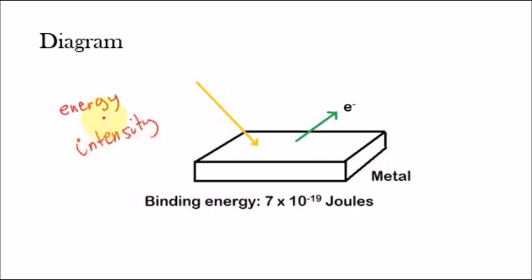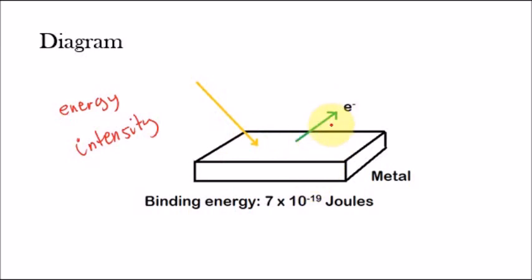Intensity is the number of photons which hit the surface of the metal per second. So intensity is the number of photons, and energy is the energy of the photons, and that's this yellow line right here. Whenever that's enough for a metal and it hits the metal, electrons will be released.